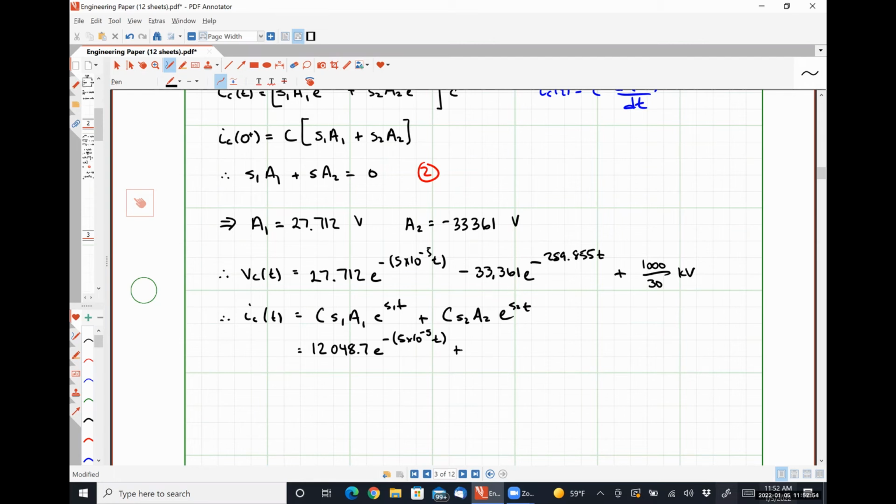And then what is C times S2 times A2? Oh, that is wrong. I'm sorry. I used alpha instead of S1. All right, let me erase that. It was 4.157 times 10 to the minus 3. So that bit looks like it's in milliamps. All right, what about the next bit?